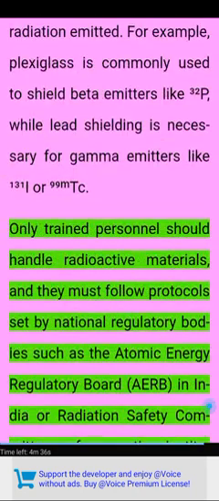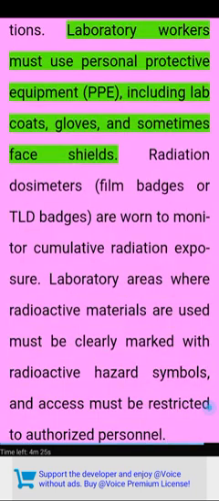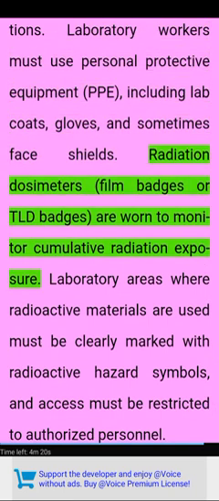Only trained personnel should handle radioactive materials, and they must follow protocols set by national regulatory bodies such as the Atomic Energy Regulatory Board (AERB) in India or radiation safety committees of respective institutions. Laboratory workers must use personal protective equipment (PPE), including lab coats, gloves, and sometimes face shields. Radiation dosimeters, film badges, or TLD badges, are worn to monitor cumulative radiation exposure.